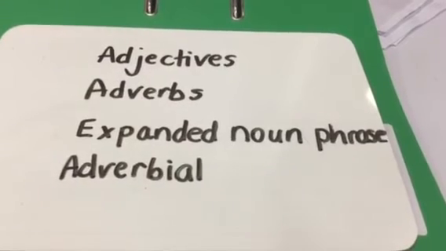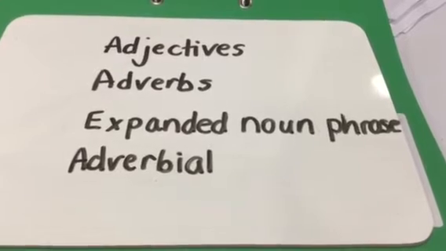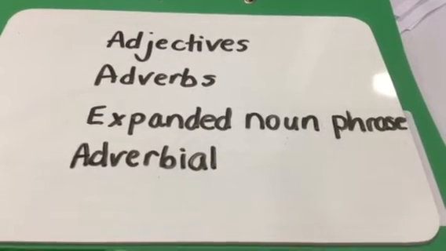So the sheet in front of you is asking you the question, how do we add more detail to a sentence? And you can see on the screen in front of you on this video, there are 4 ways in which we can do it.